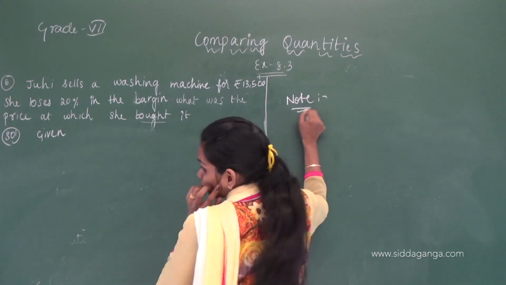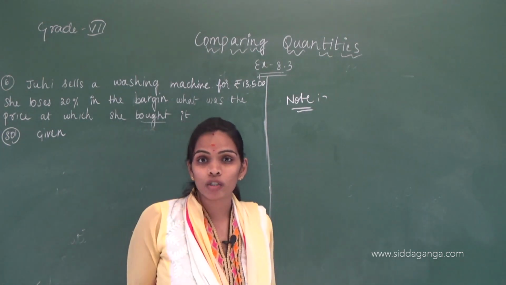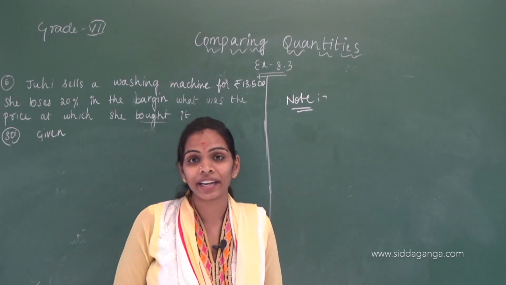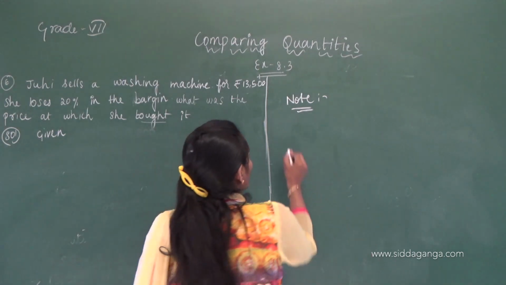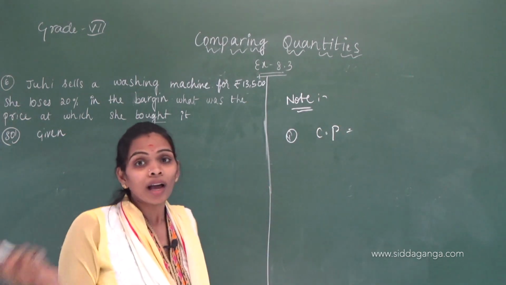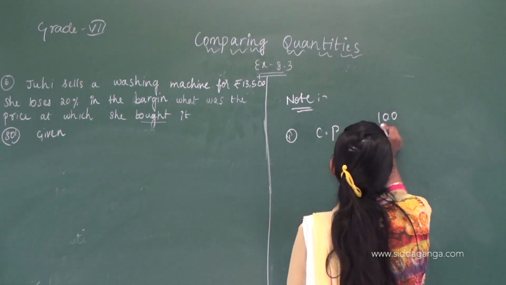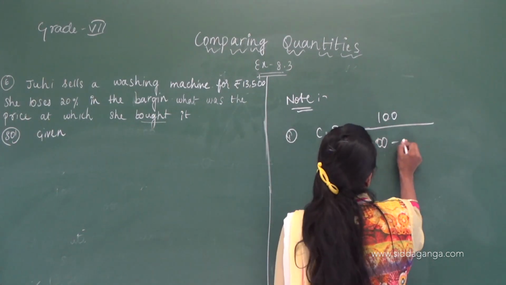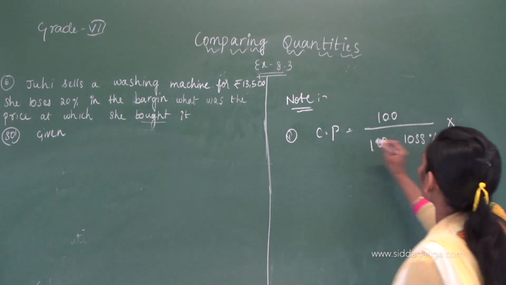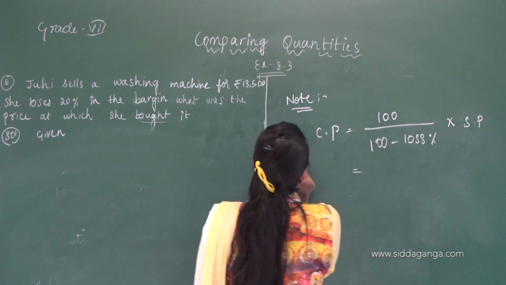If they give profit percentage or loss percentage and they ask us to find the cost price or SP of that item, we have some formula. What are they? The CP of a particular item, if we get loss percentage in the question, means 100 by 100 minus loss percentage into SP. That is why we have to take SP here.